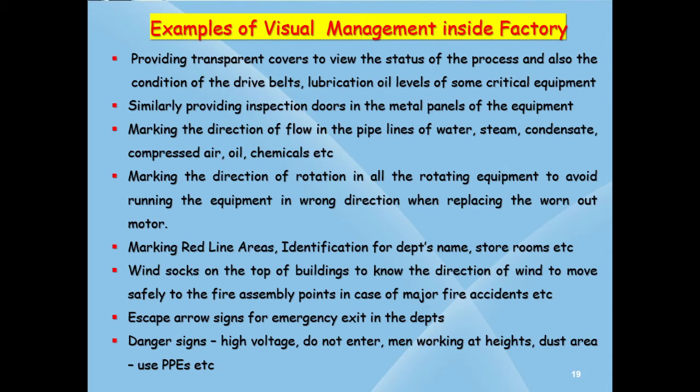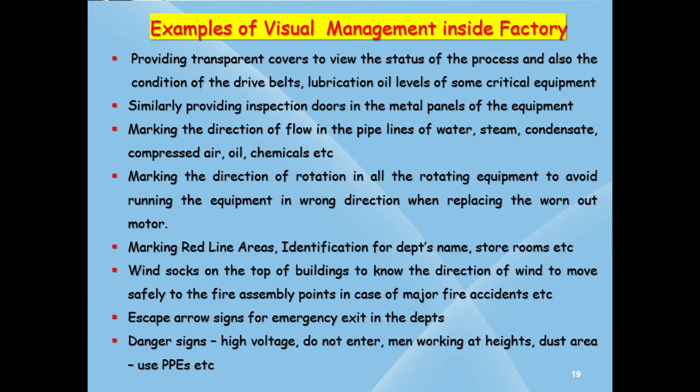Now let's see what are the visual management inside the factory. Providing transparent covers to view the status of the process and also the condition of drive belts of some of the critical equipment. Marking the direction of flow in the pipelines of water, steam, condensate, compressed air, oil, chemicals, etc. One important thing is marking the direction of rotation on the equipment like pumps, centrifugal fans, etc. to avoid running the equipment in the wrong direction when replacing the worn-out motor. Running the equipment in the wrong direction sometimes will damage the equipment and also cause time loss for correcting the direction of rotation.